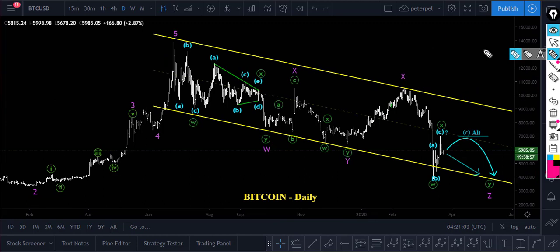The next pair we are looking at is Bitcoin. Last week we looked at this pair and we are still anticipating a WXY to complete purple wave Z. And this is what we are tracking this week.